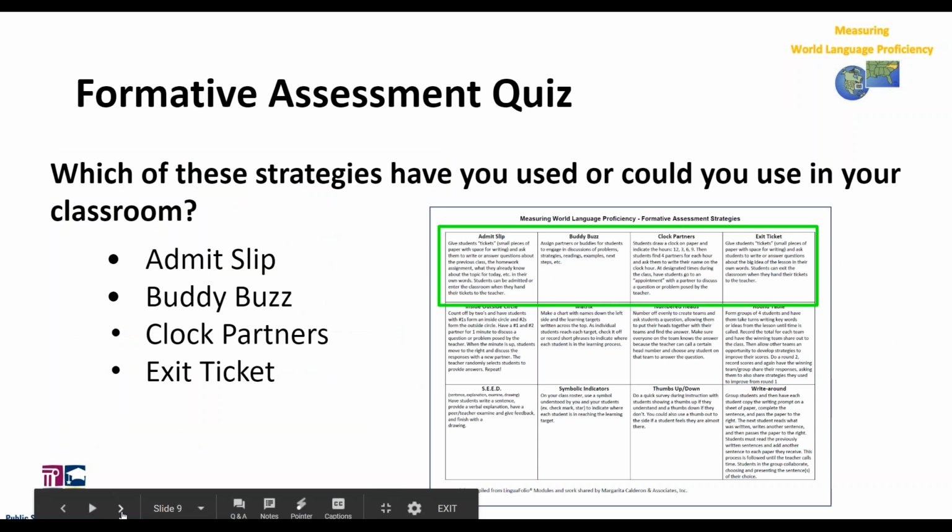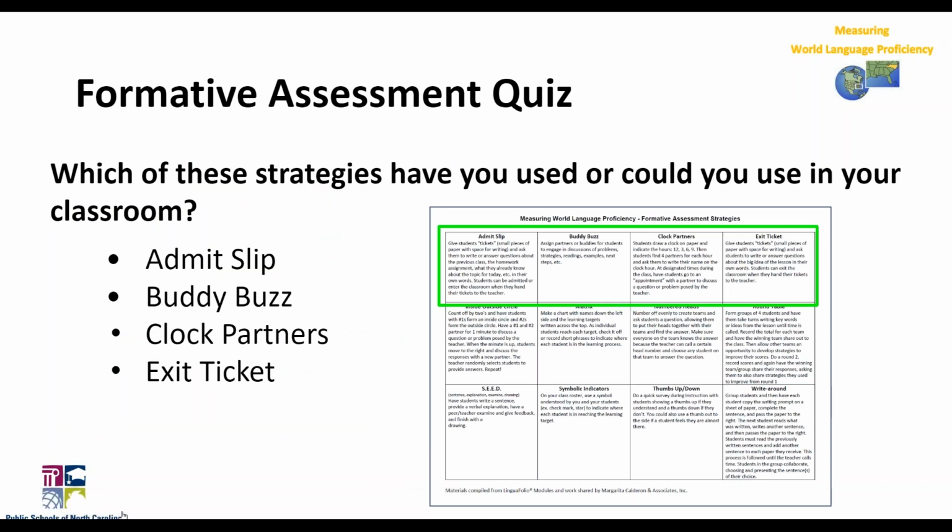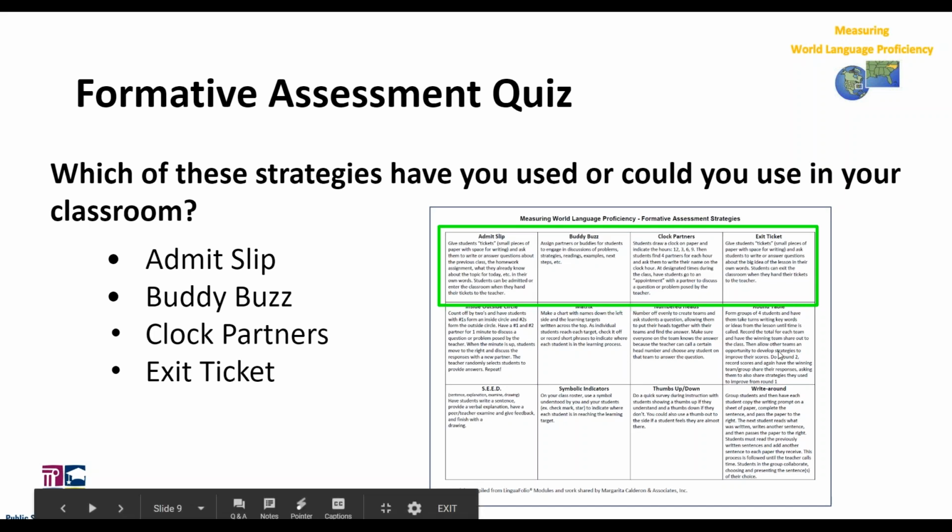So let's jump in with our activity. There's two parts to this activity. There's quizzes and then there's an opportunity to share out. So we're going to start with the top row, the first 4 activities on that top row. Which of these strategies have you used or could you use in your classroom, either as they are or modified a bit to fit what you do?